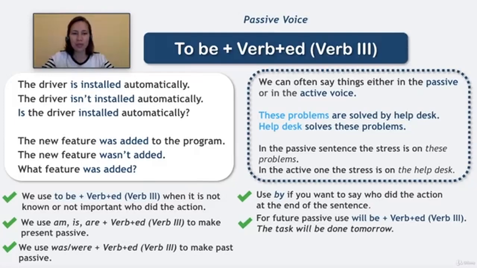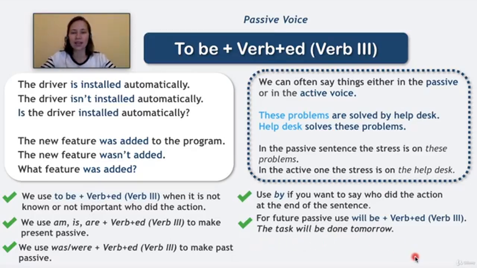We can also use passive voice in the future tense, future simple. It is formed very simply. For future passive, use will be plus verb with the ending ed or verb in the third form. And we have an example here. The task will be done tomorrow. So you can see that this be transforms into the future, which is will be, and then you add the third form of the verb to do. And you have will be done. The task will be done tomorrow.